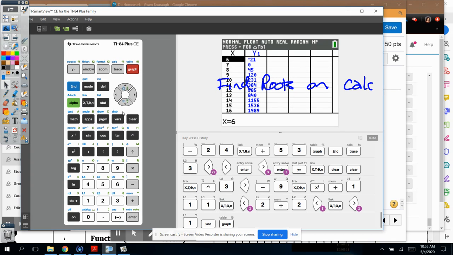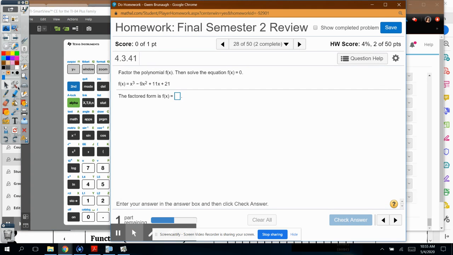We're looking for zeros. There's one at 7. Do you see the zeros there, guys? We have one at 7. Let's go up. There's one at 3, 7, 3, and negative 1. So if my zeros are at 7, 3, and negative 1, then what are the factors?